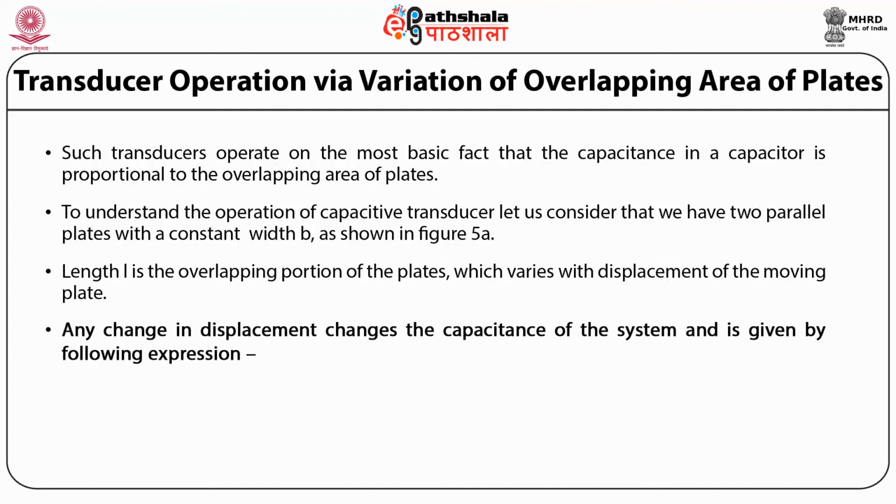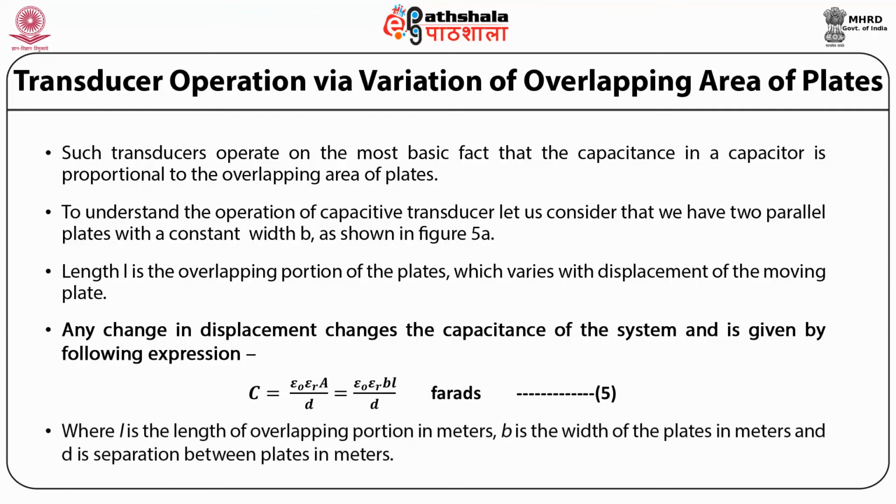Any change in displacement changes the capacitance of the system, which is given by the following expression. C is equal to absolute permittivity times relative permittivity times A divided by D. This is equal to absolute permittivity times relative permittivity times B times L divided by D farads. This is equation 5, where L is the length of the overlapping portion in meters, B is the width of the plate in meters, and D is the separation distance between the plates in meters.